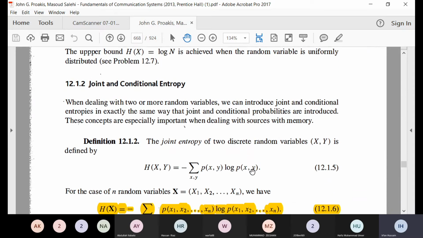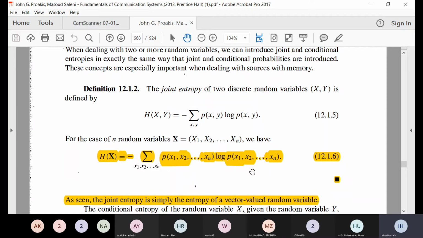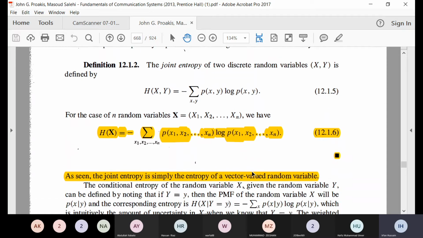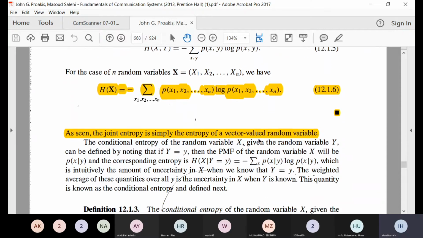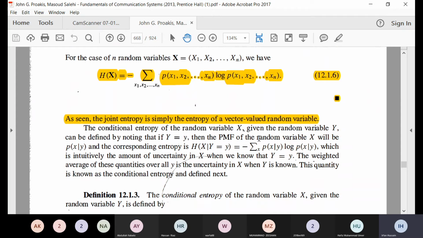Joint and conditional entropies. Now joint entropy is given as follows. So you have two random variables. Instead of having the probability of a single one, you will use the probability of the joint, and you can extend this for n random variables. So H of x, where x is a vector which consists of n random variables, its entropy will be given as follows, where this is the joint probability density of all these random variables. Then we have the conditional random variable.